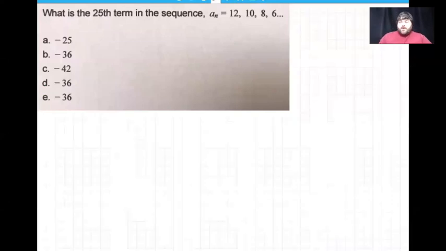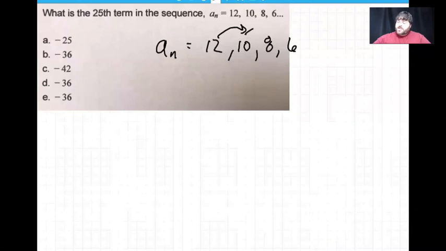All right, what is the 25th term in the sequence A sub n equals 12, 10, 8, 6? All right, looking for the 25th term in the sequence. This one actually wouldn't be horrible to do by hand. You could just sit there and subtract 2 each time until you got to the 25th number. But I think this one's still better to do the normal way. Okay, so first off, notice this is an arithmetic sequence.